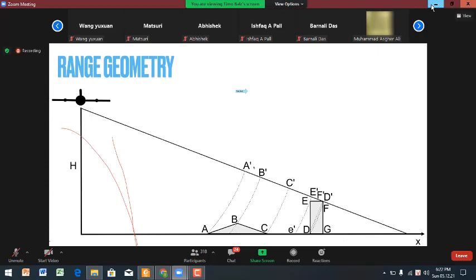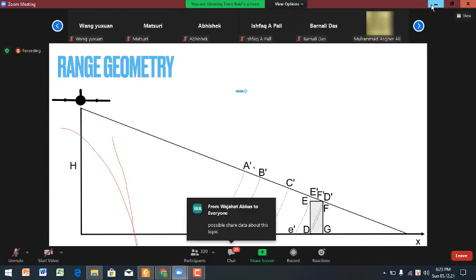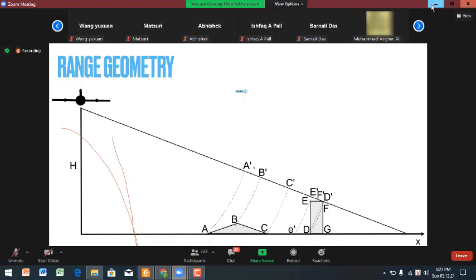This effect is called foreshortening. If you think of a mountainside, the side of the mountain that is toward the sensor is shortened. It will be shorter in the image than it is in reality. While on the other side, the distance from B dash to C dash is longer than it would be on the ground. A to B and B to C are actually the same distance on the ground.